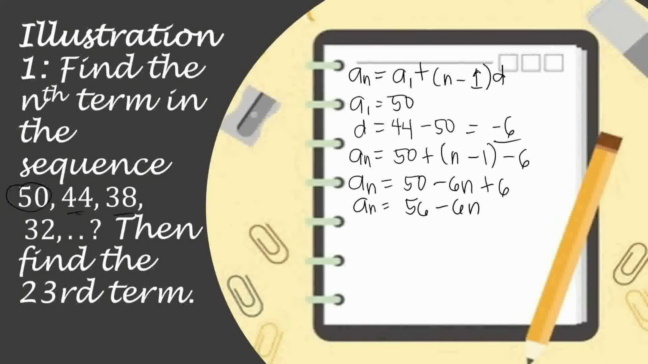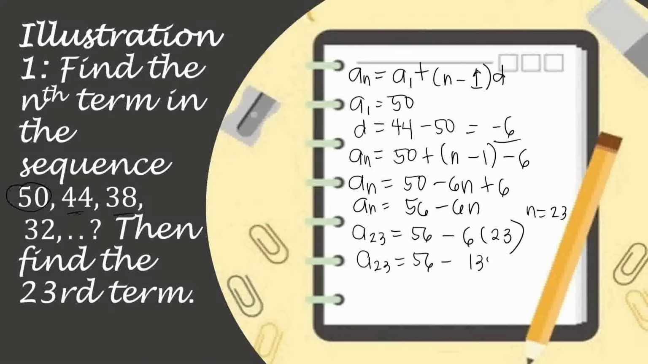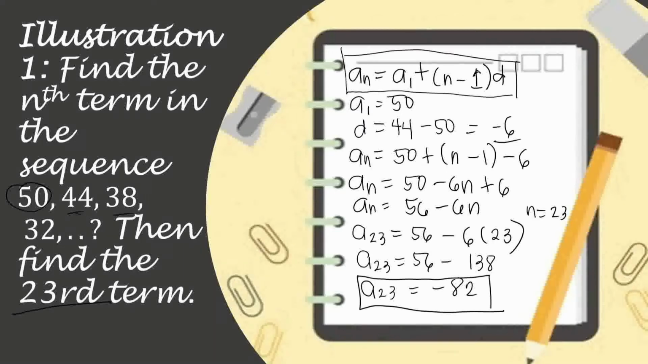And yung hinahanap natin na term, which is 23rd term, so n is 23. So a sub 23 is equal to 56 minus 6 times 23. Magiging a sub 23 is equal to 56 minus 138. So, a sub 23 is negative 82. Imbes na mag-compute kayo isa-isa para mahanap yung pang 23rd term, ito na lang yung gamitin nyo para hindi na kayo magmano-mano hanapin yung 23rd term sa sequence na to.